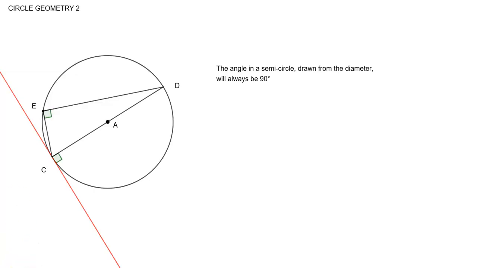No matter where I put that point C, no matter where I move it on the circumference of the circle, we're going to find that that angle is always going to be 90 degrees. And so that's an important angle fact that we've got. The angle between the tangent and the radius will always be 90 degrees. That is the fourth of the angle facts that you need to know.